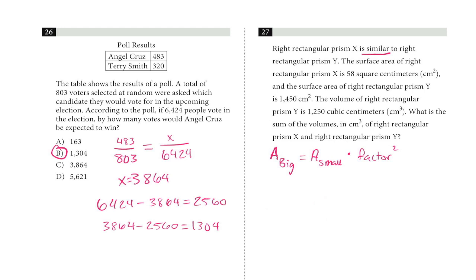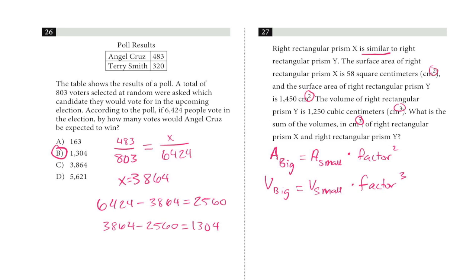So that's what I mean by factor. Well, this is also true for volume. It's a little different. So the volume of the big shape is equal to the volume of the smaller shape times the factor cubed. And the way that I try to help you guys remember this is, notice how for volume, the factor is cubed. And for the surface area or area, it's squared.